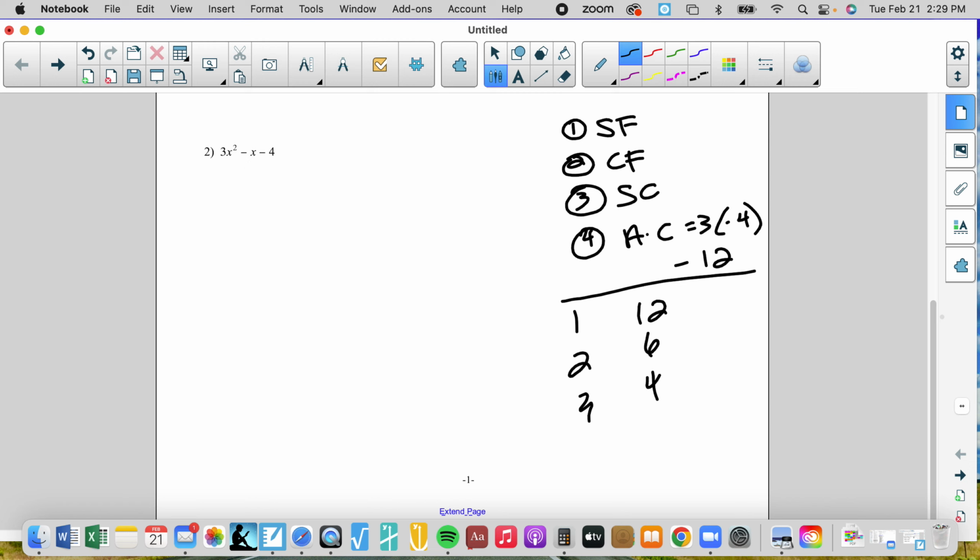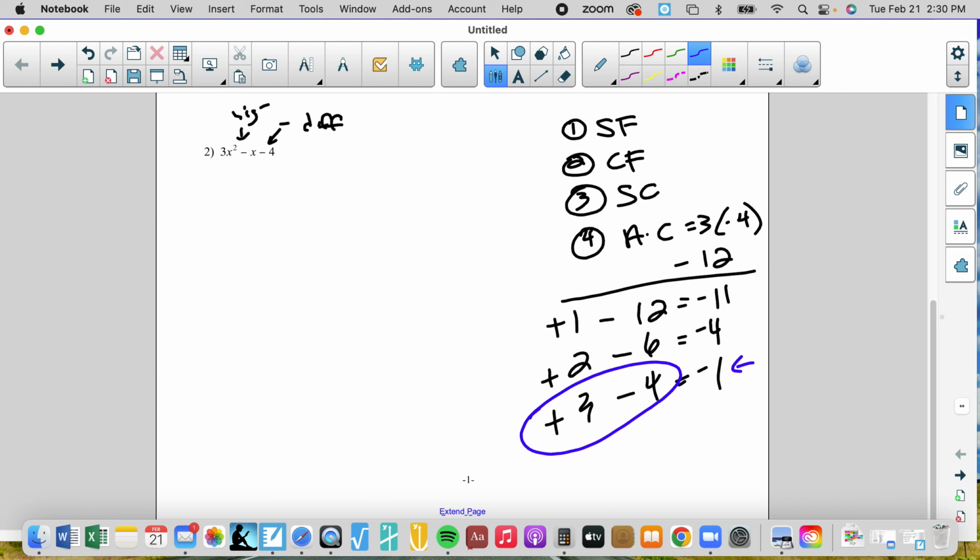I don't worry about the signs until I go here. Negative means the signs are different, and I know that the bigger of the two is negative. Bigger negative, smaller positive, signs have to be different. Negative 4, positive 3, gives negative 1. My middle is negative 1, so I know I'm going to use these as my outside and inside. So I'm going to rewrite this using those coefficients.